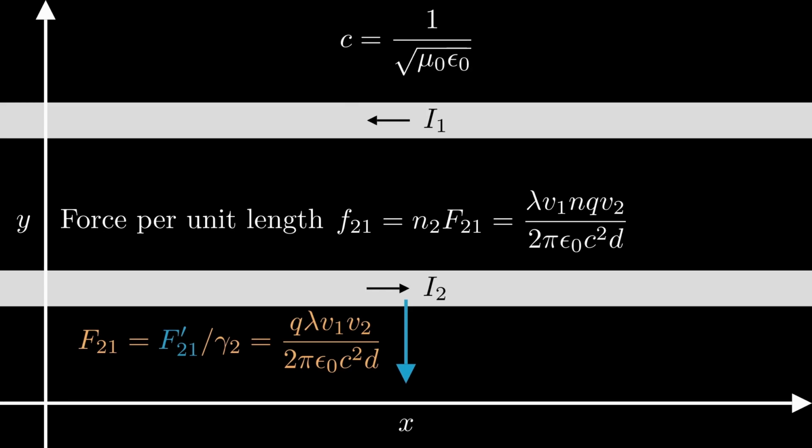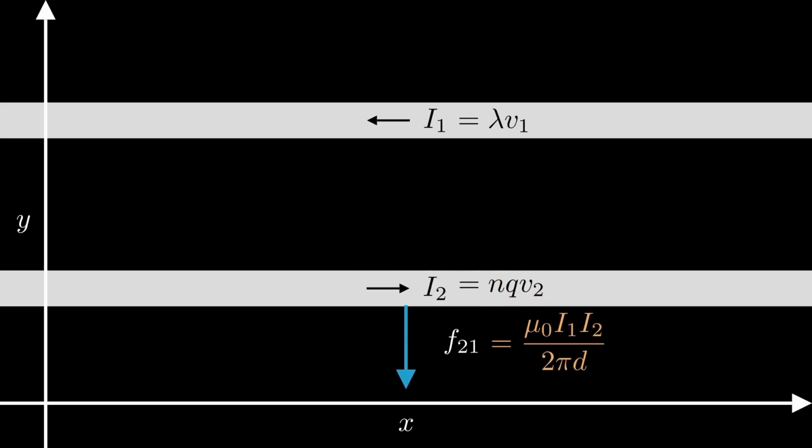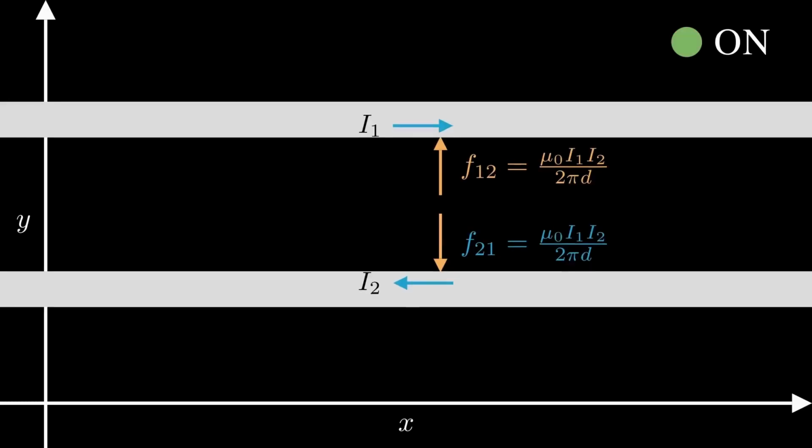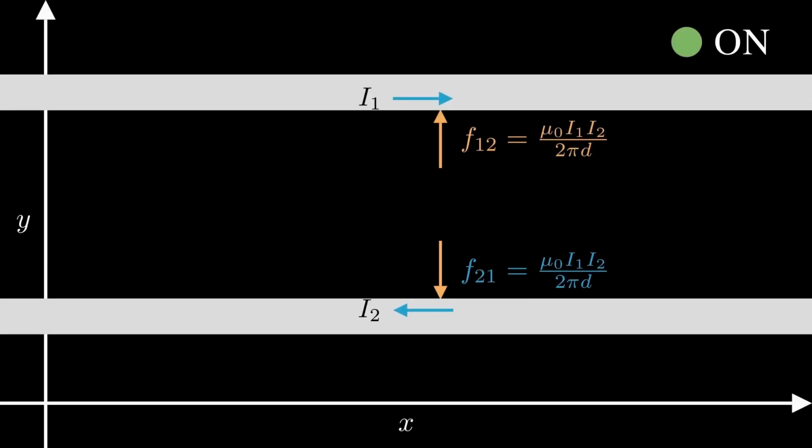Using the expression for c in terms of permittivity and permeability of free space and considering the relation between charge density and current, the magnitude of the force per unit length in wire 2 in the laboratory frame is μ0 I1 I2 divided by 2πd. The symmetry of the expression with respect to I1 and I2 implies that the force per unit length in wire 1 is also the same. The force experienced by the wires in the laboratory frame is not electrostatic in nature, as there are no charges on the wires in that frame.